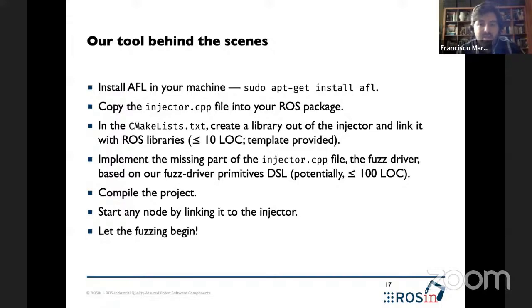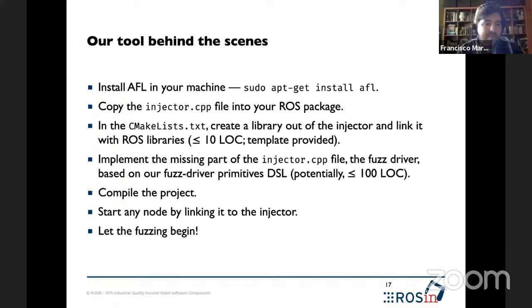This follows linking the injector with ROS libraries in the CMake lists file, which should be less than 10 lines of code, and we provide templates for that. And finally, the only interesting bit is that you're responsible for implementing a missing part of code in the injector file, which is precisely the FUZZ driver, which allows communicating with your system. For that, we also provide some FUZZ driver primitives, a DSL, a domain-specific language in C++, which you can write in order to achieve that. And potentially, this should be less than 100 lines of code.